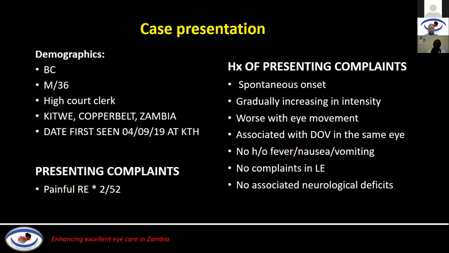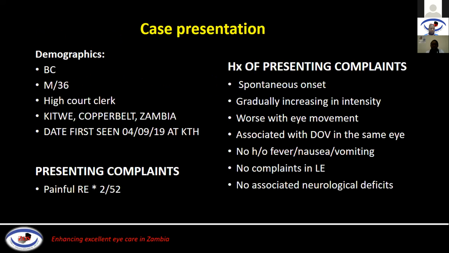Okay, so the case is of a 36-year-old male, BC, a High Court clerk from the Copperbelt province of Zambia, who was first seen on the 4th of September last year at Kitwe Eye Hospital. He came in with a complaint of painful right eye for 2 weeks. The pain in the right eye was of spontaneous onset, and it was gradually increasing in intensity. It was worse with eye movement, and there was associated decrease of vision.